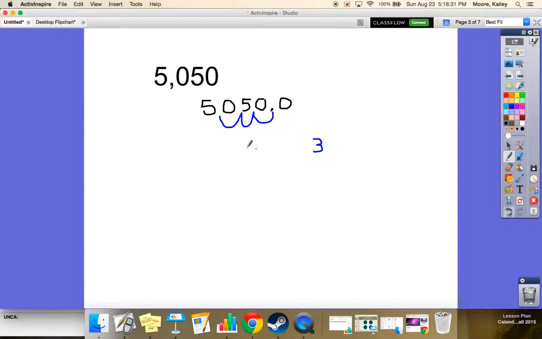Now this one is a little bit different. So what our number was going to be is 5.05, because we can't get rid of this 5 right here. We have to account for them. So this is how we do it. So let's go ahead and combine our number with our base 10.